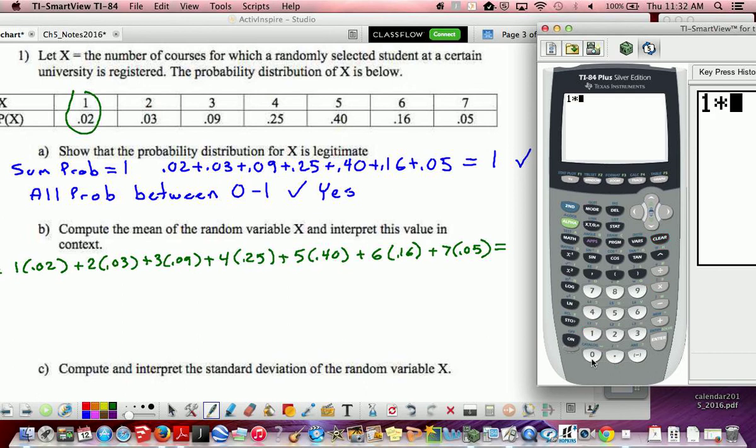I'm going to clear, large screen it, and move it way over here and slide this one over so that I can do the calculation at the same time. So 1 times 0.02. I suppose I could have just typed in 0.02 there. Plus 2 times 0.03. Plus 3 times 0.09. Plus 4 times 0.25. Plus 5 times 0.40. Plus 6 times 0.16. Plus 7 times 0.05. Hopefully I typed those all in correctly. Did you get 4.66? Yeah.